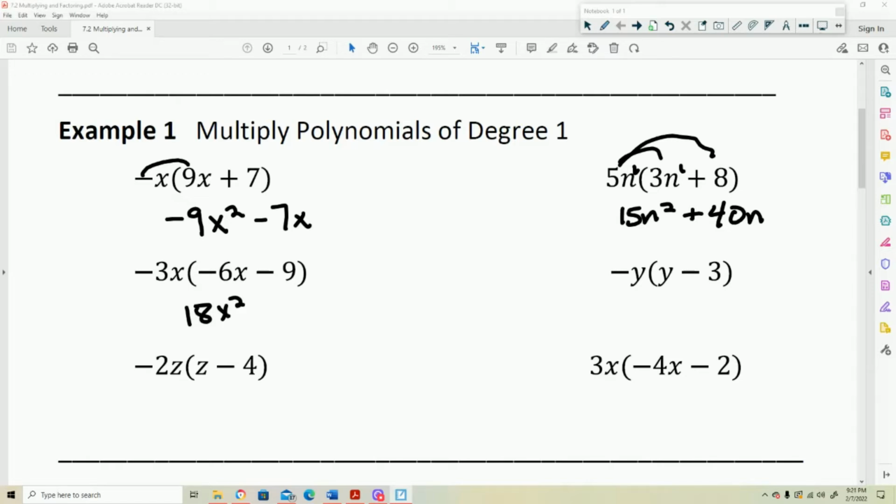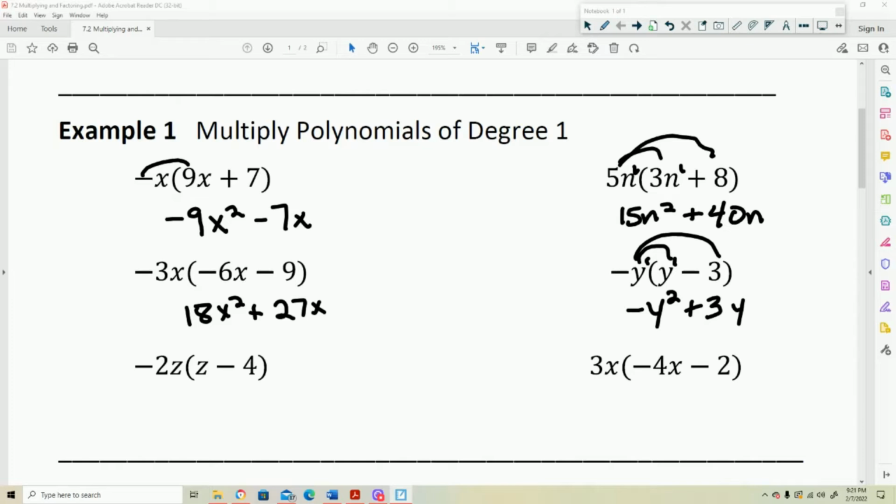Keep going. That negative and that negative are going to cancel each other out, make a positive. So I've got 3x times 9. 9 times 3 is 27x. 27x. Negative y times y is negative y squared. It's a y1 times y1, that's y squared. Negative y times negative 3 is positive 3y. Positive 3y. Mainly with these, you have to watch the sign and watch the exponents. Other than that, they're pretty simple.